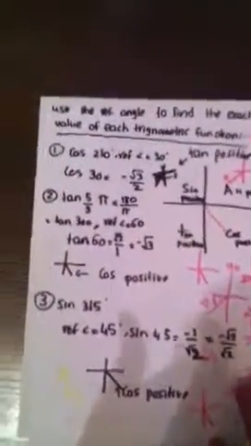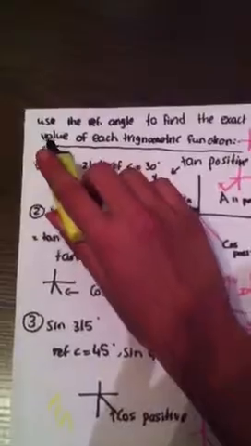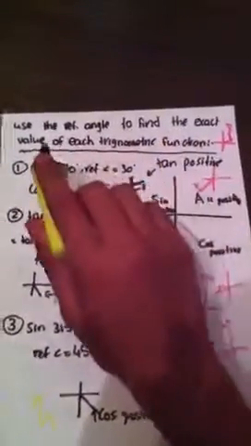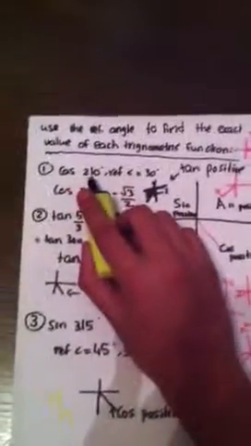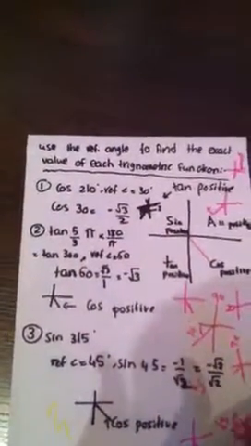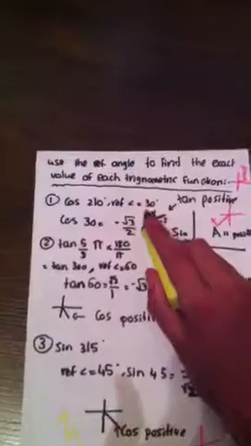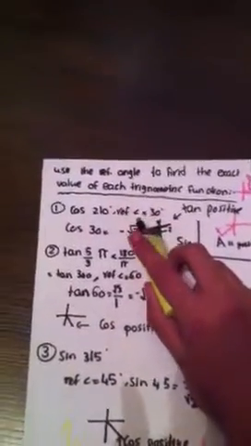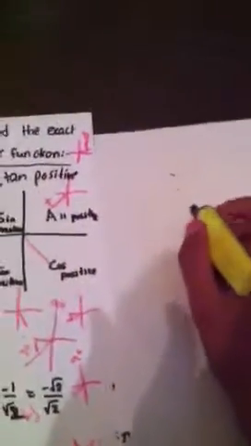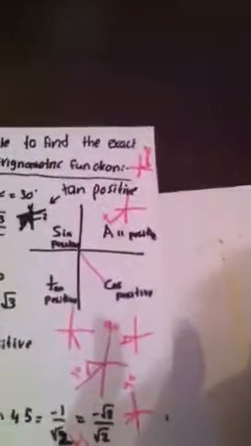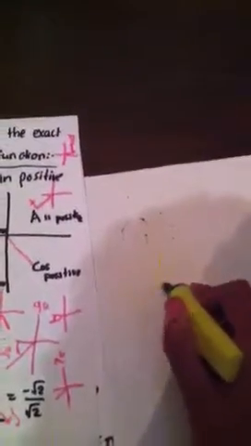The second part of the lesson is as shown in the title: use the reference angle to find the exact value of each trigonometric function. We want to get cosine 210. It can easily be done by the calculator, but we will be explaining how to get this without a calculator. First, we want to get the reference angle.